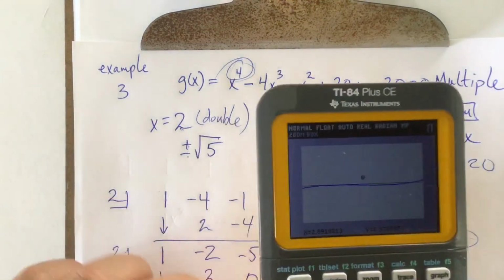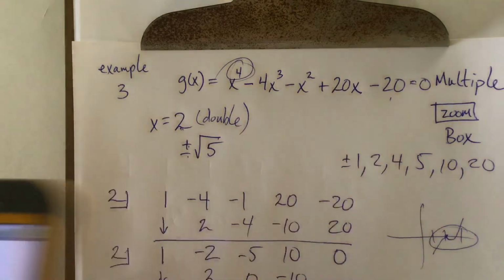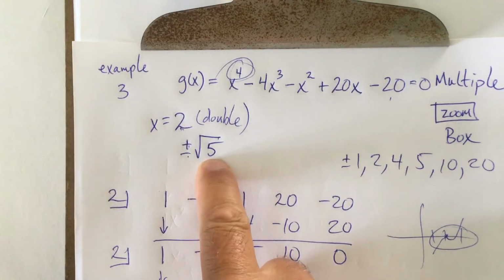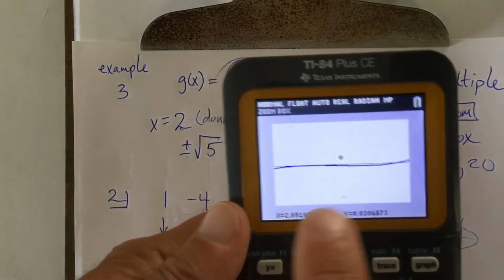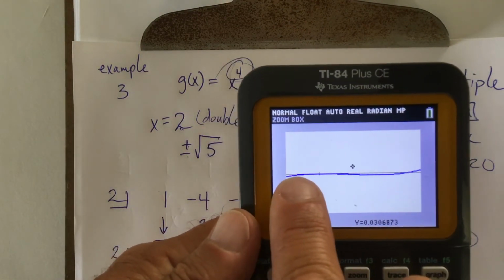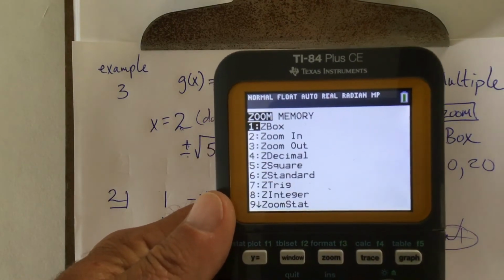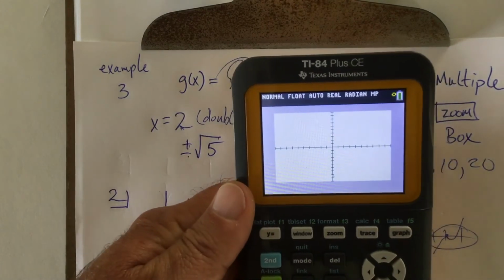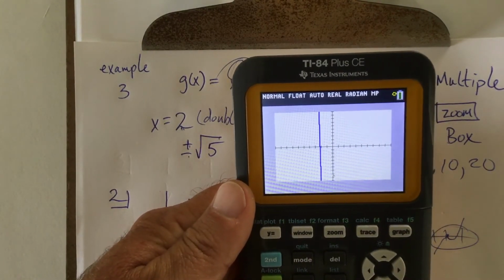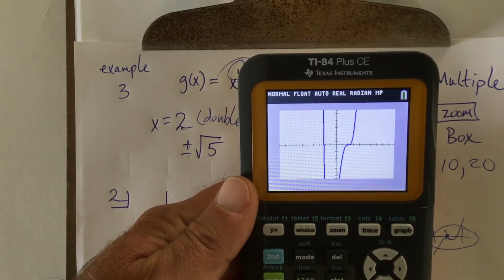Now, be careful of this because people do this all the time. I want to check my answer to see if rad 5 is correct. Do yourself a favor. Don't leave yourself stuck inside of a box. Zoom standard. Zoom number 6 is standard. Zoom standard. Get out of that box. Because if you try to use this calculator again later and you forgot you were in a box, you're going to be in trouble.